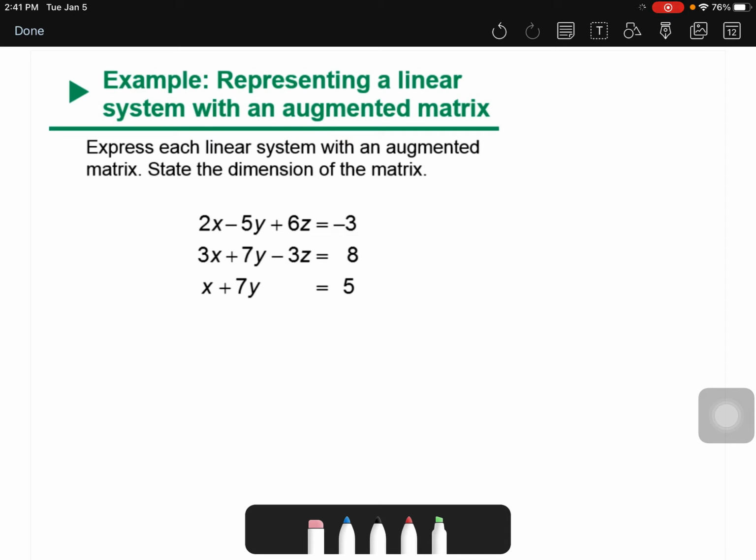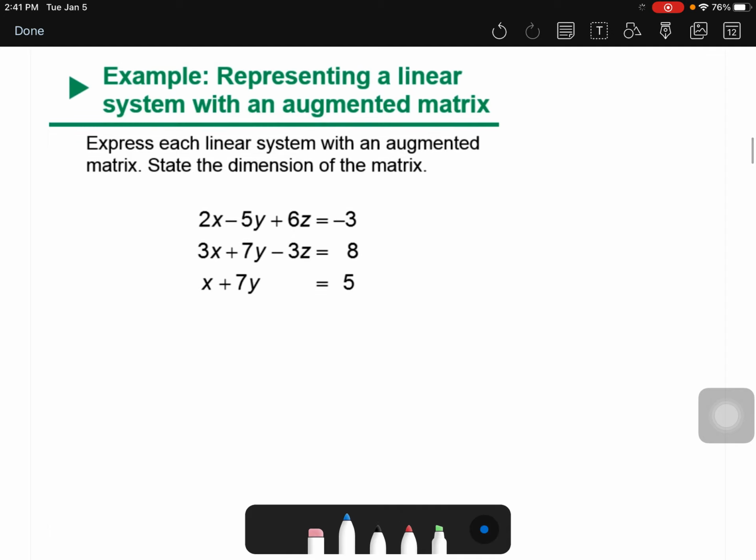Okay, so it says express each linear system with an augmented matrix. The reason a matrix is nice to use is because you can eliminate the variables from it and you just work with the coefficients. So in this, they're easy to translate into a matrix. So what we would do here is we would just take coefficients 2, -5, 6, and then the -3 would go here, and then we'd have 3, 7, -3, and 8, and then we have 1x, 7y there, and we have nothing here, so we fill in a 0, and we've got 5 here.